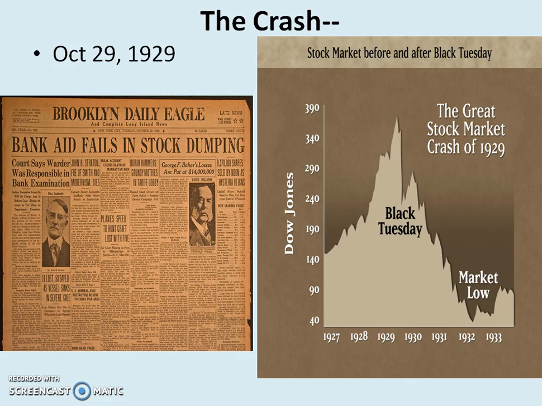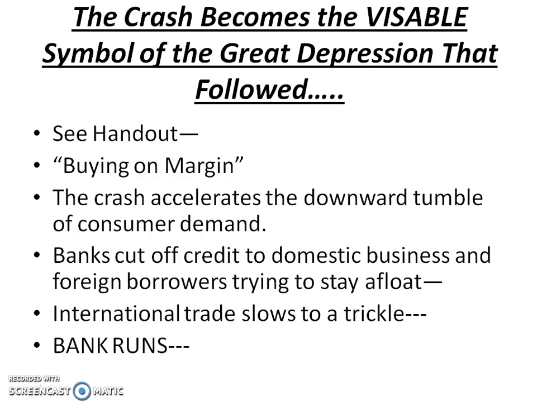All right, the crash of the stock market, which actually takes place on October 29th, 1929. The crash becomes the visible symbol of the Great Depression that followed. Now we're going to go through the handout, and that's the one that I gave you before we left class. But very briefly, as you hopefully have the handout in front of you, and if you don't, we'll talk about it in class again. But the key to the end of the growth of the economy in the 1920s was that the American public had pretty much purchased everything that it possibly could.